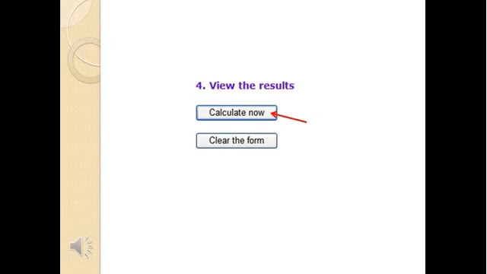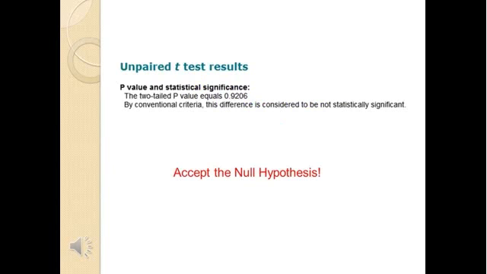Then choose Calculate Now on the website. The website always calculates a two-tailed p-value, which is what we prefer. The p-value that was calculated for our data in comparing the two means is 0.9206. As noted by the website analysis, the difference between the two means is not considered to be statistically significant since the p-value is above 0.05. Therefore, we accept the null hypothesis. Our study shows that the addition of a cadaver lab to the anatomy course did not significantly improve final grades.